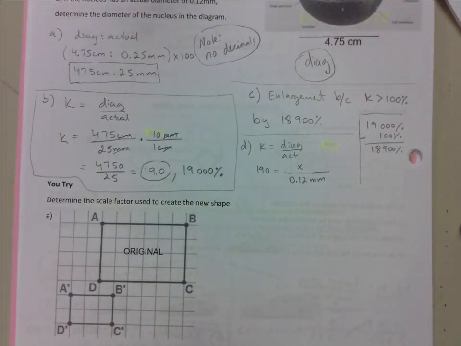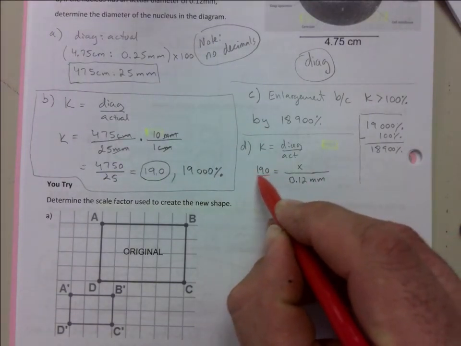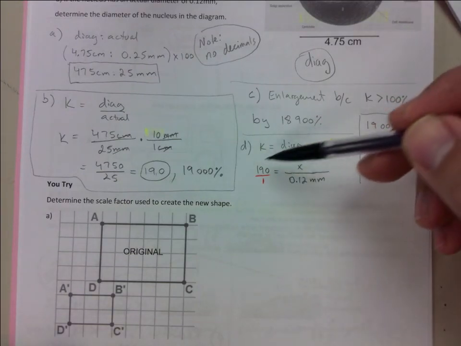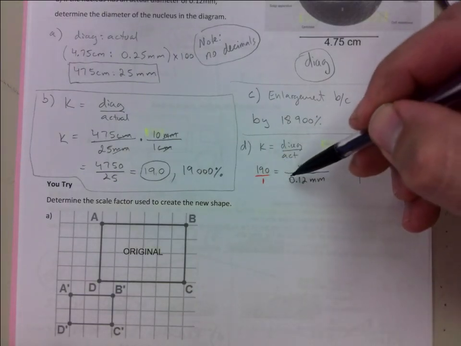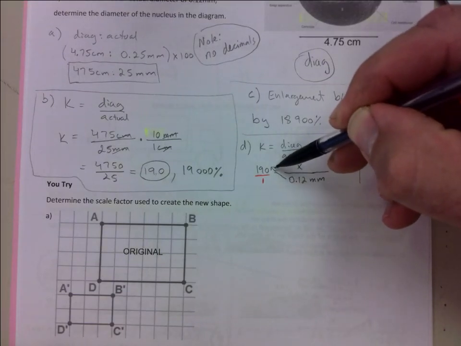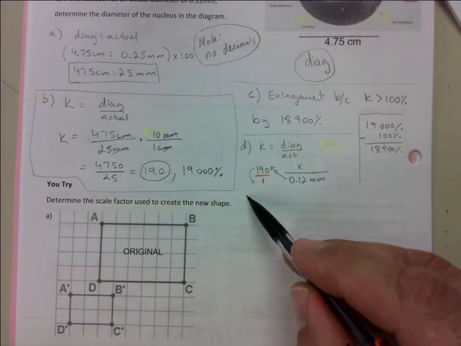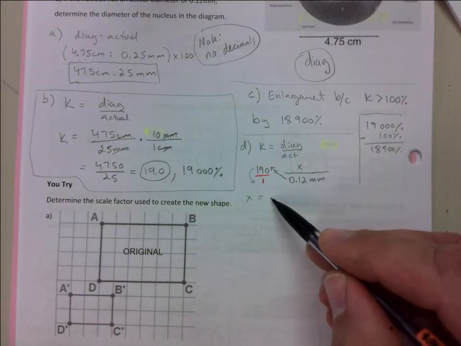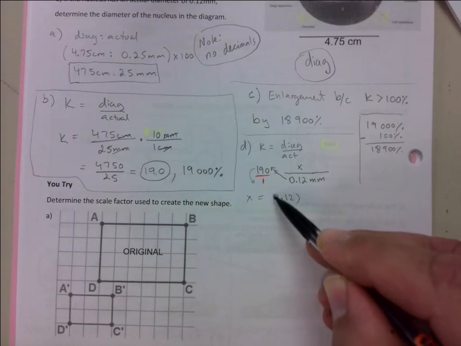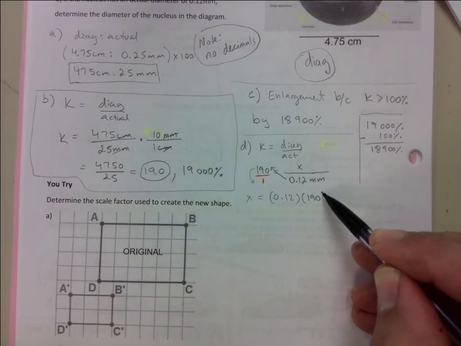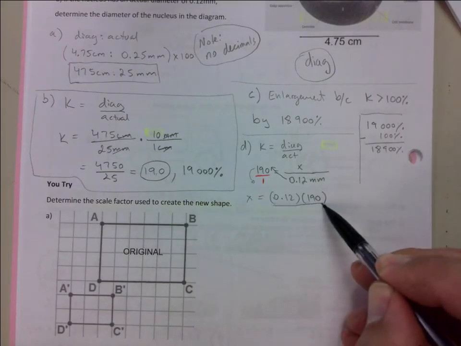Let me introduce you to the power of 1. Did you know that any number over 1 is just the number itself? It's just 190, okay? Because sometimes people don't see that this is also cross multiplying and dividing. So you cross multiply and then you divide. We're not going to divide by 1, relax, right? But that way you know what you need to do. You need to go 0.12 times 190. And then we divide it by 1, sure.